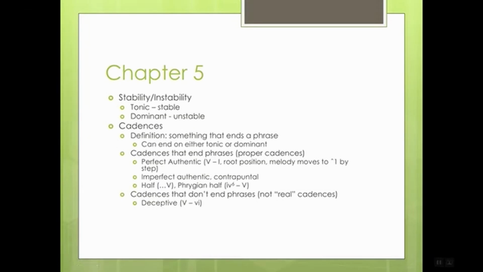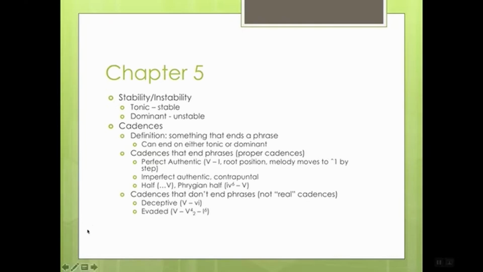When we're doing phrase diagrams later, you're going to be diagramming phrases. If something isn't a cadence, then it doesn't end a phrase. And so if it doesn't end a phrase, you don't need to consider it in your phrase diagram because you're just diagramming phrases, basically. So this is why this stuff is important.